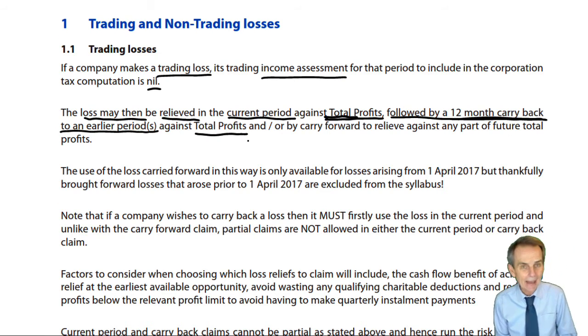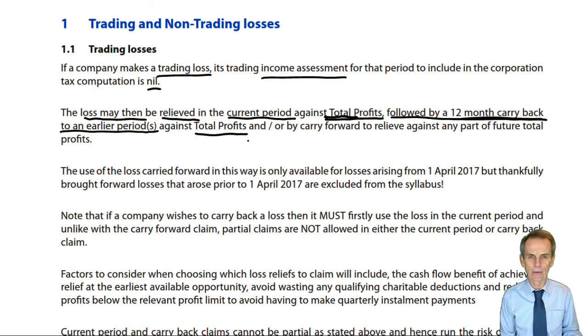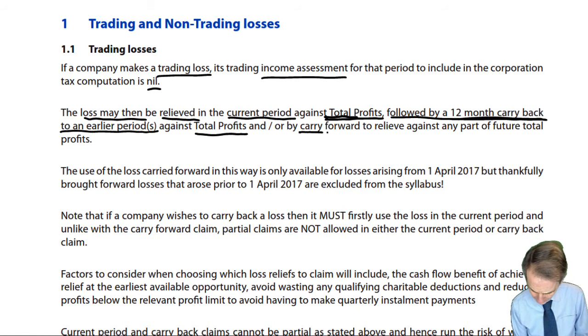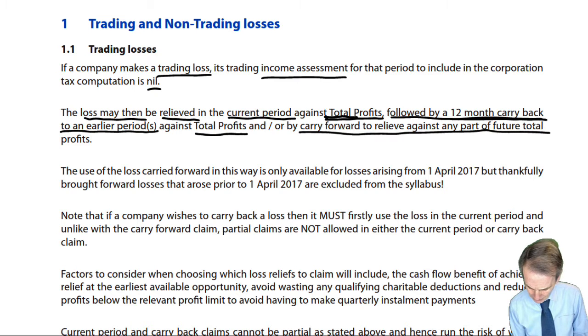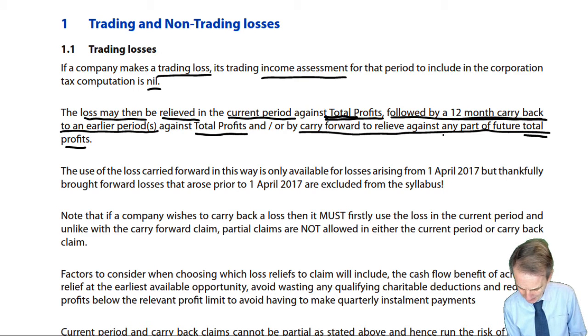Now, you don't have to make the carryback claim if you don't want to, after the current period claim. But anything that is not used in either the current or carryback claims, there's only one direction in which the loss can then go, and that's a carry forward. And when we carry forward to relieve against, notice here it is again total profits, but this time a very important statement is made: any part of those future total profits.